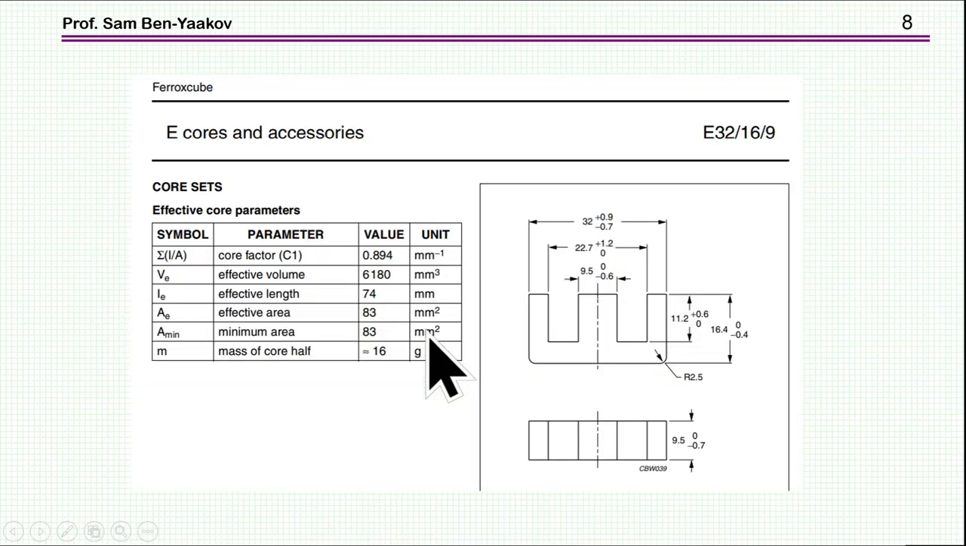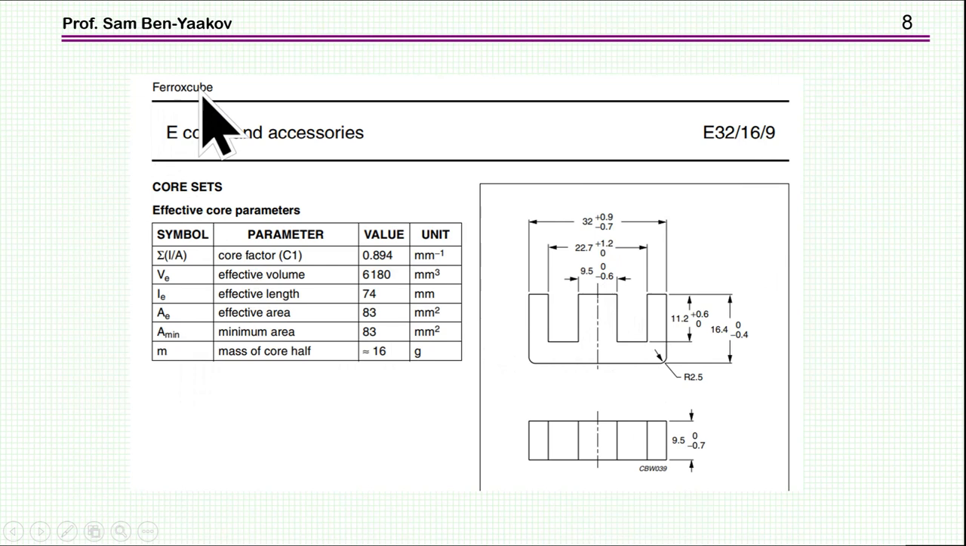So let's turn now to real cores. I'm bringing here as an example E32169. These are actually related to the dimension here. So this is half of the core. We have two cores, and then we might have the gap here. And here we have some basic data.